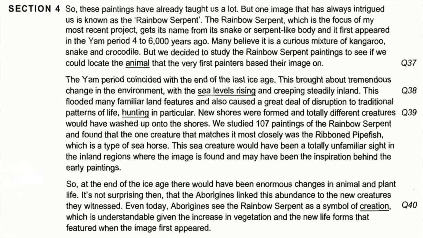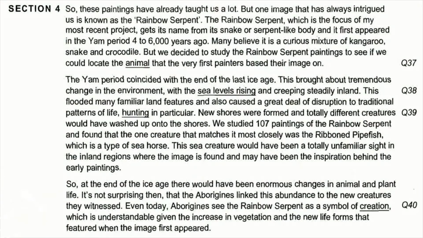We studied 107 paintings of the rainbow serpent and found that the one creature that matches it most closely was the ribboned pipefish, which is a type of seahorse. This sea creature would have been a totally unfamiliar sight in the inland regions where the image is found, and it may have been the inspiration behind the early paintings.